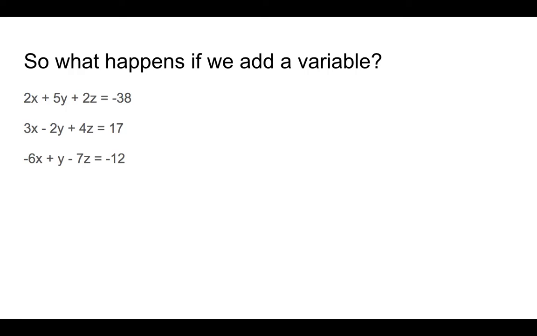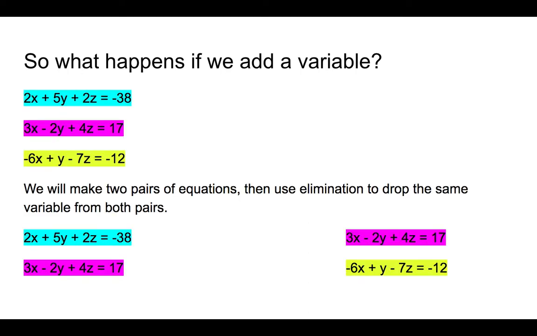So then what happens if we add a third variable? So here we have a 3-variable system. We eventually need to get answers for x, y, and z. And the values for x, y, and z have to make all 3 of these equations true. So we've just upped the stakes. So here's how we do it.